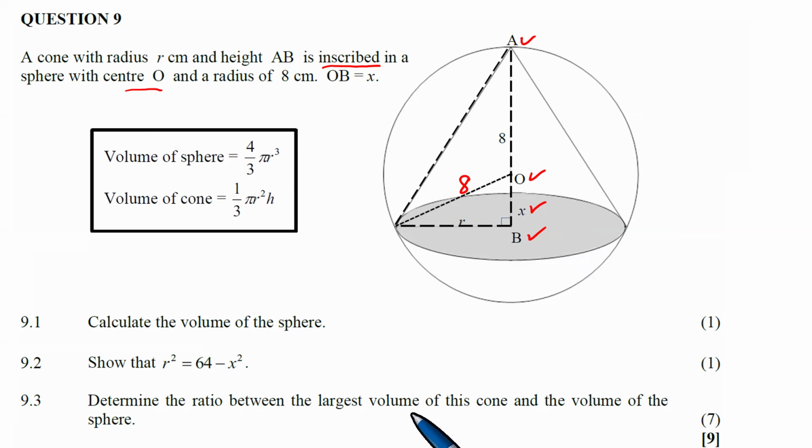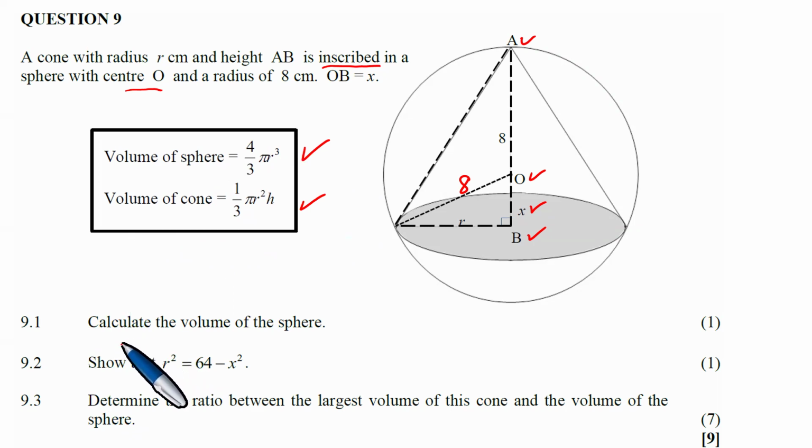So we continue to solve this particular question. Calculate the volume of the sphere. There are two formulas the examiner suggests for us. Obviously we need to know these, but the examiner warns that they are not given at the back of the paper. The volume of a sphere is 4/3 pi r cubed. The volume of a cone is 1/3 pi r squared h. Take note of these two formulas. They will save your life.